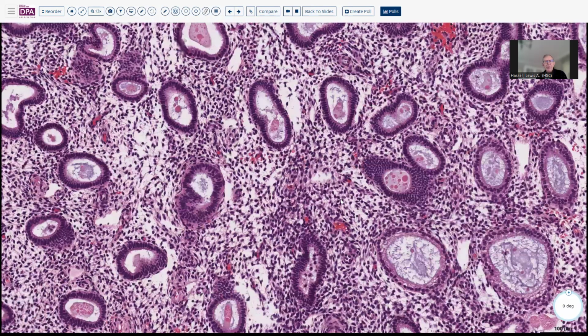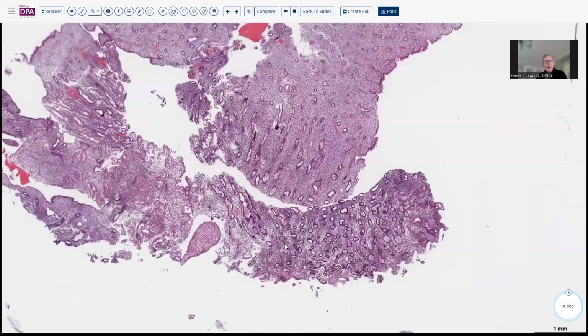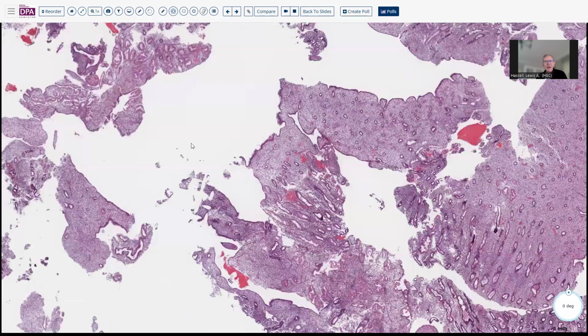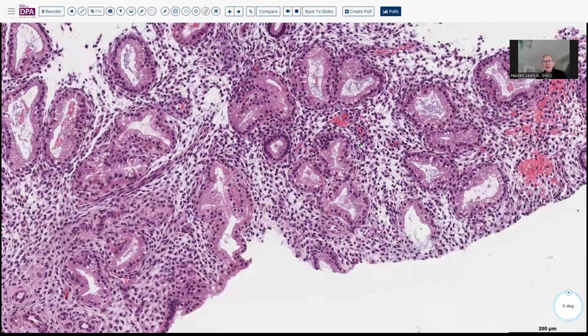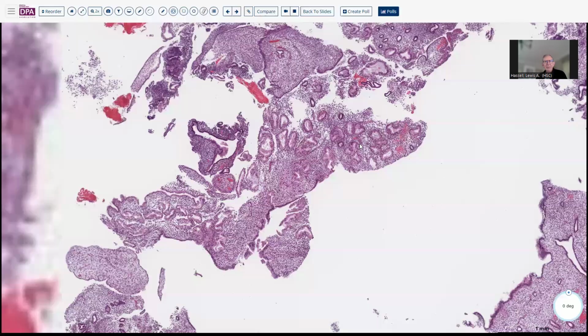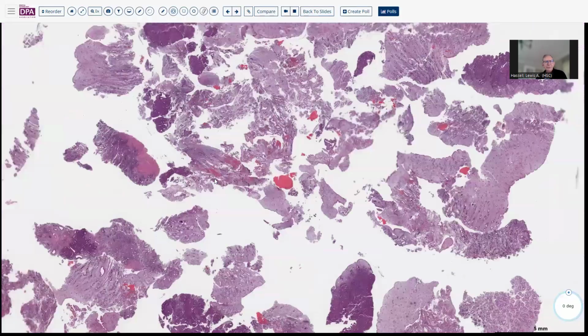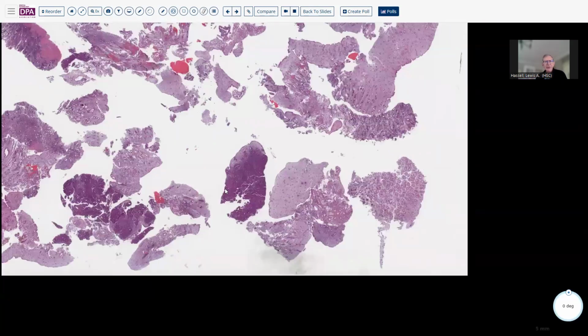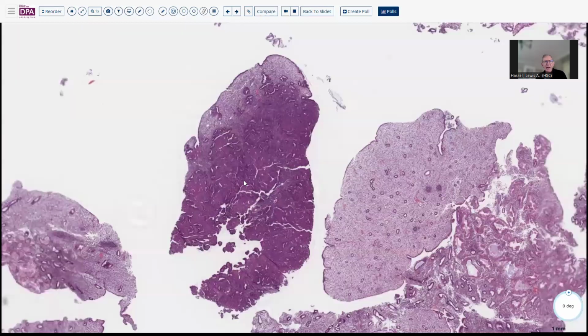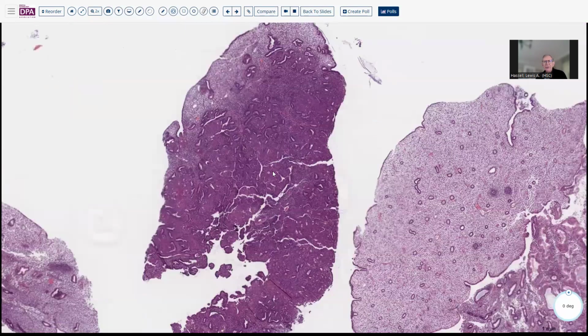We can look around a little further on this and perhaps see a few other areas where there may be some complexity, such as right here. But again, these have a degree of secretion, and the glands do not show any atypia. So you can explore this sample and see what other findings you may be able to identify. But in general, those are the features.